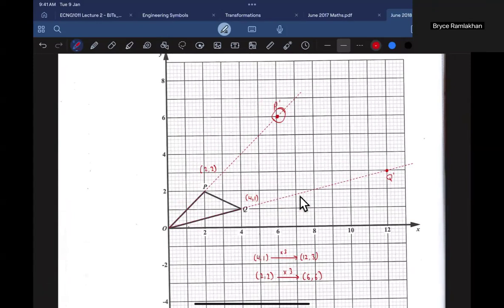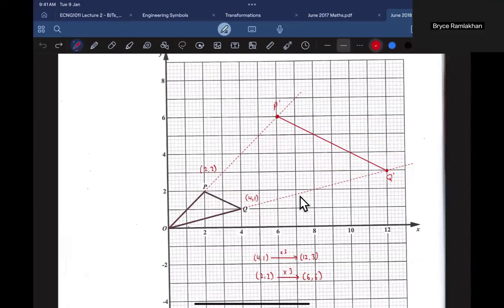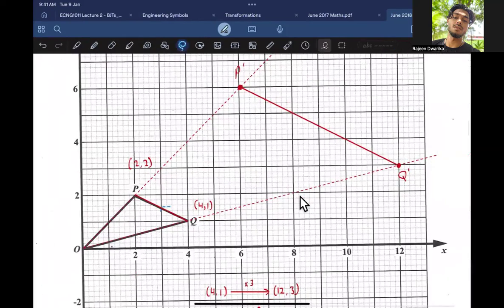Right. So here's what we're gonna do now. We're just gonna connect P prime to Q prime. Look at it, Bryce. Doesn't this look exactly like this, but just 3 times bigger? Yes. And if you don't believe me, watch. Let me show you. So I have one of it here. That is one PQ.